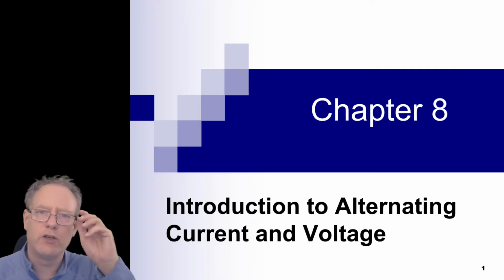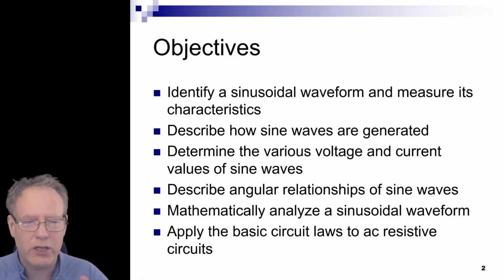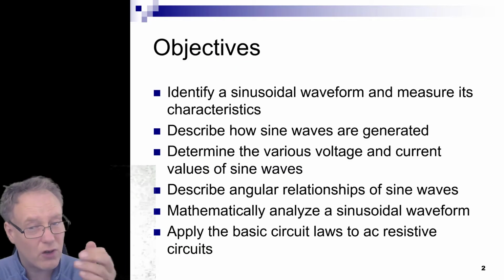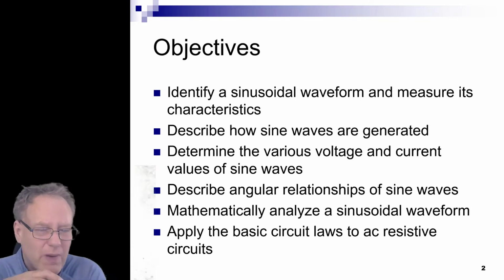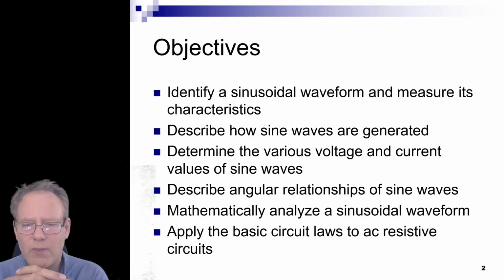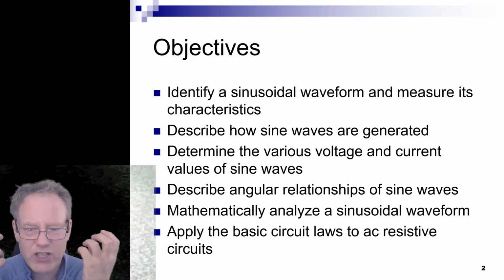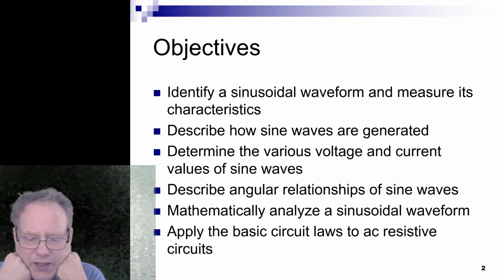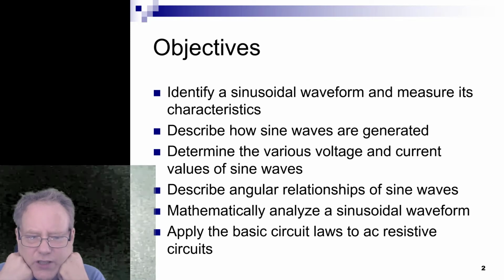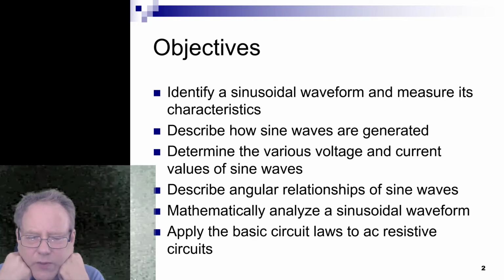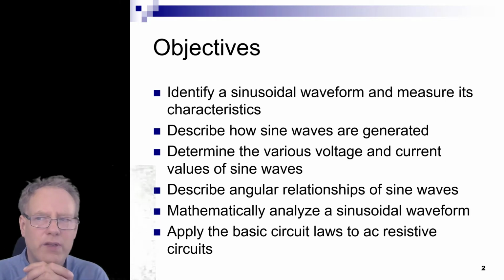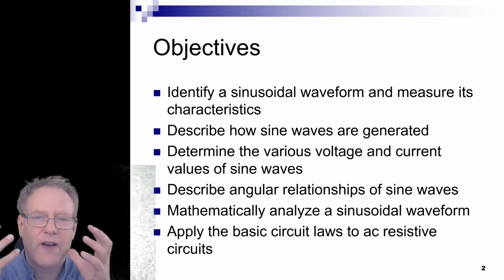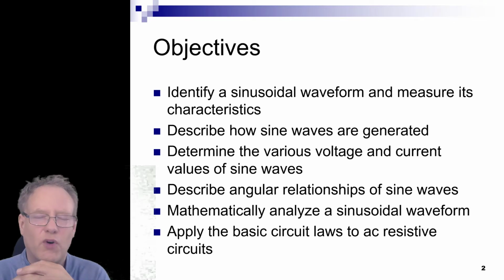So in this particular lecture, we're going to identify sinusoidal waveforms and figure out how to measure their characteristics. That makes a lot of sense. We're also going to talk about how they're generated, so how we actually generate AC. And we're going to talk about the various voltage and current values of a sine wave. Wait, what? There are different values of a sine wave? Yeah, it's not just current anymore. It's not just voltage anymore.